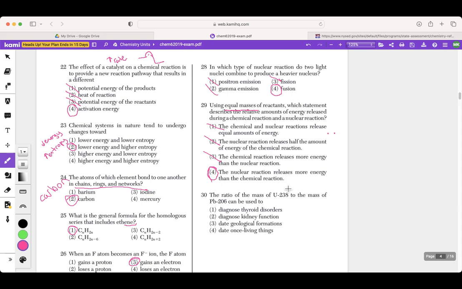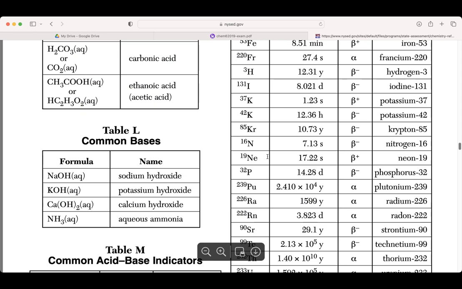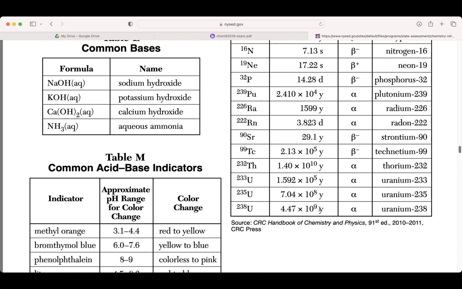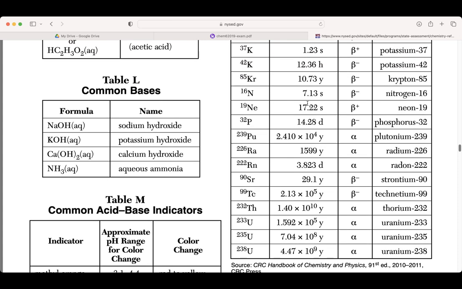30. The ratio of the mass of uranium-238 to the mass of Pb-206 can be used to blank. Okay, now ratio of masses, we're going to automatically think about half-lives. So let's take a look at what the half-lives of those are. We're going to go to table N, and uranium-238 has a half-life of 4.47 times 10 to the 9th. That is a very long time. I believe you're looking at billions of years.